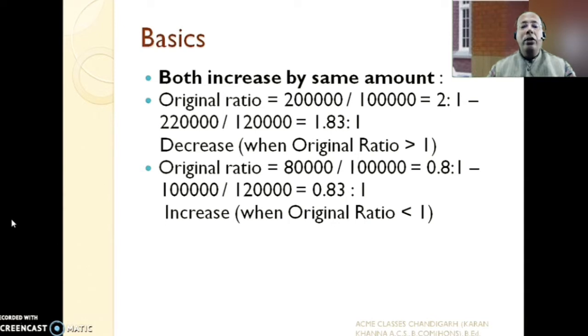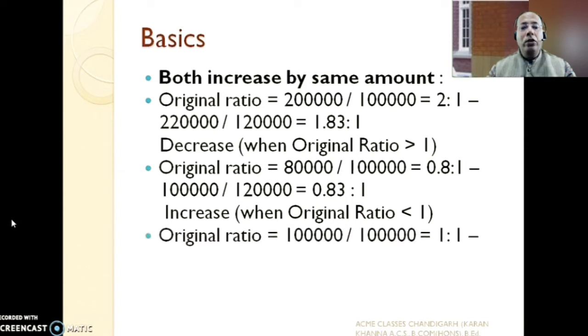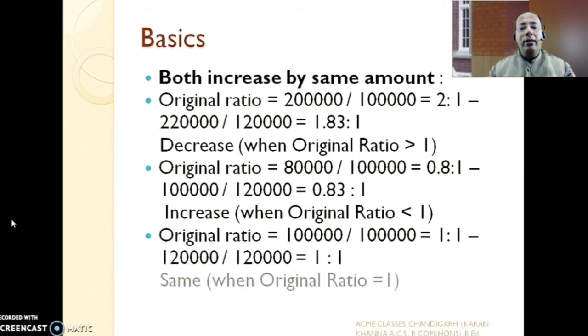Likewise, if the original ratio is less than 1 and both the numerator and denominator were to increase by the same amount, the new ratio will increase. It will be greater than the original ratio. And last, if the original ratio was exactly equal to 1, what do we see? Absolutely no change. The ratio remains the same.